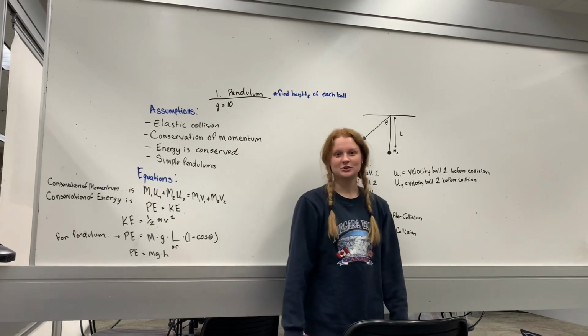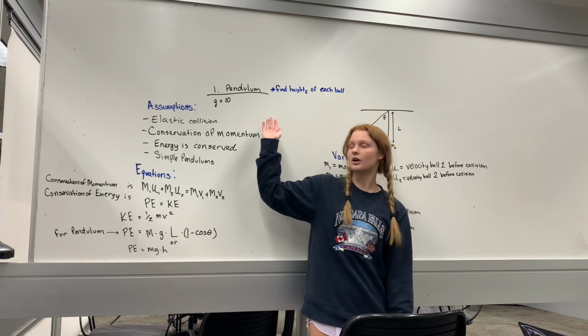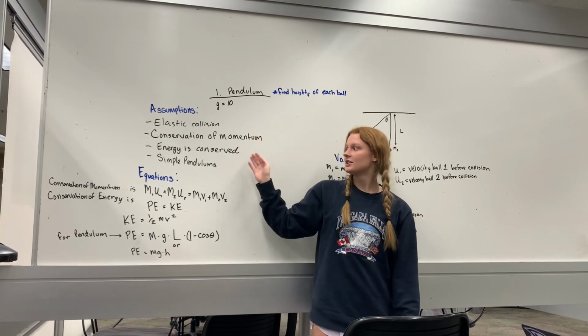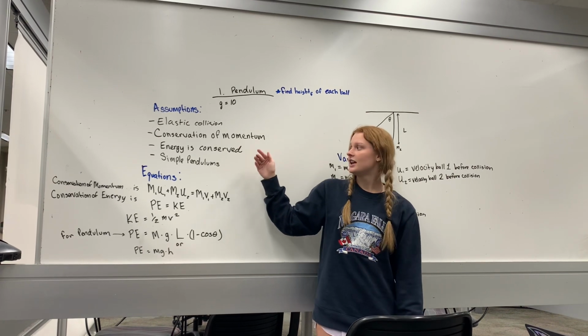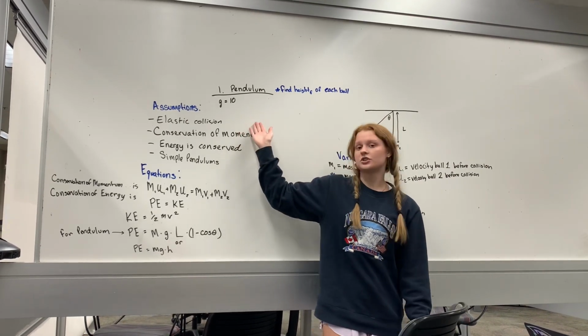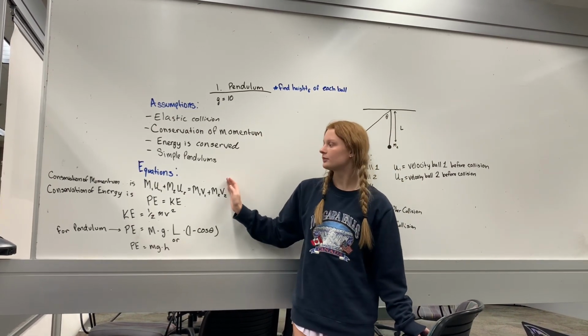For project number 2, our team decided to do question number 1, the pendulum problem, which is a simple pendulum and an elastic collision. That means that energy is conserved, and we can also assume conservation of momentum. Another assumption we'll be making is that gravity equals 10 meters per second squared.